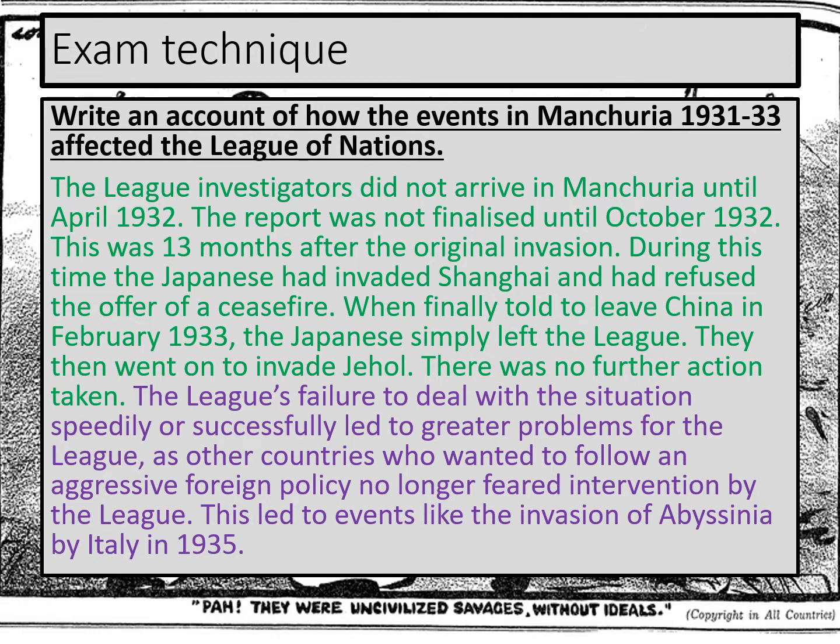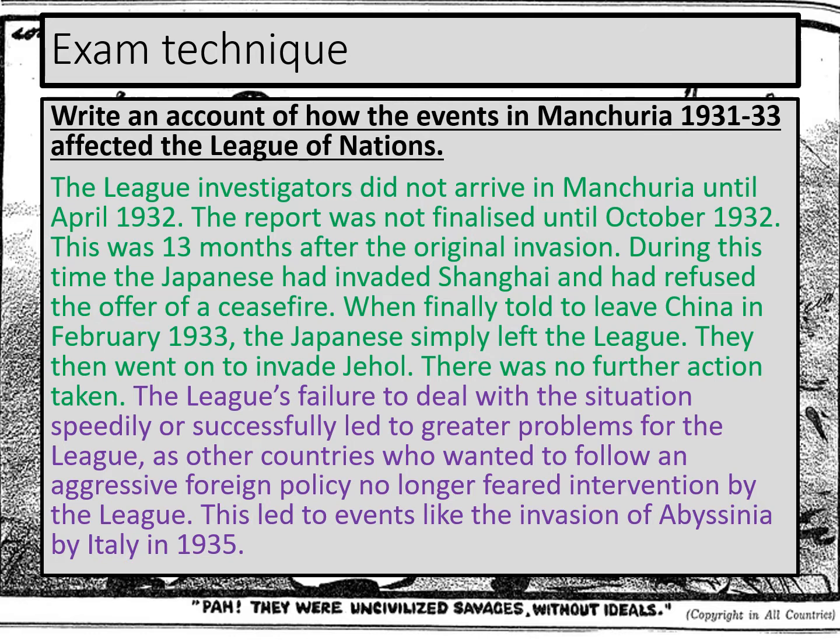The League investigators did not arrive in Manchuria until April 1932. The report was not finalised until October. This was 13 months after the original invasion. During this time, the Japanese had invaded Shanghai and refused the offer of a ceasefire. When finally told to leave China in February 1933, the Japanese simply left the League. They then went on to invade Jehol. There was no further action taken.